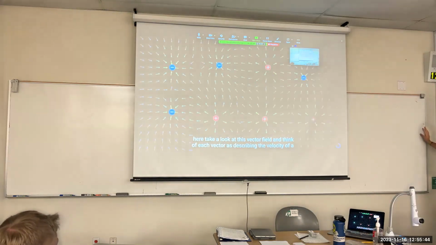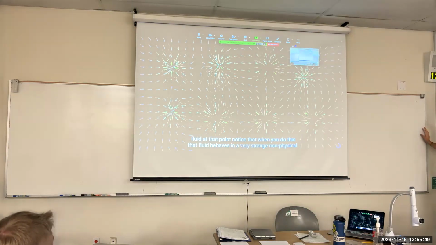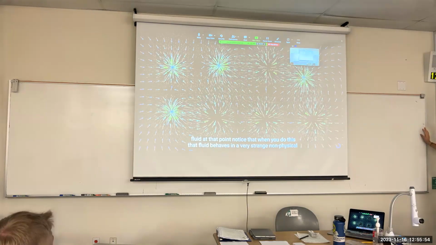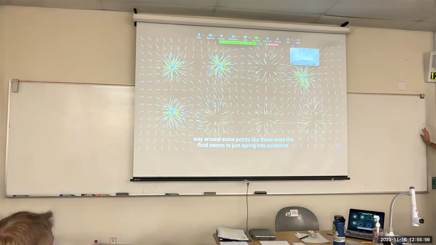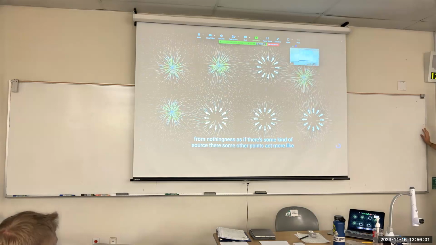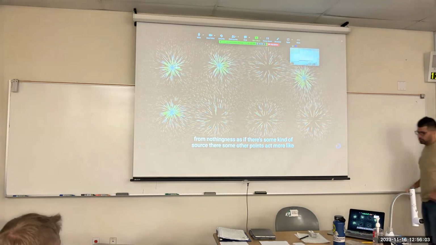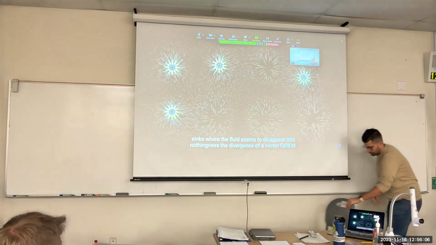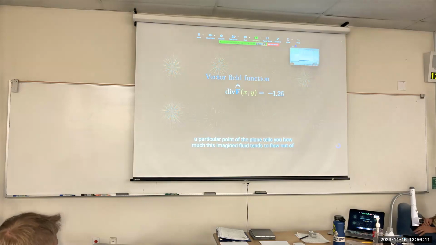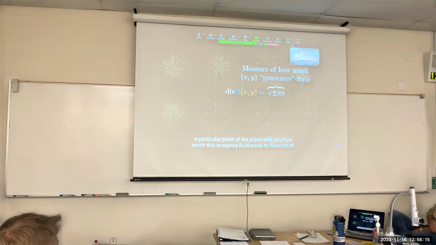Here, take a look at this vector field, and think of each vector as describing the velocity of a fluid at that point. Notice that when you do this, that fluid behaves in a very strange, non-physical way. Around some points, like these ones, the fluid seems to just spring into existence from nothingness, as if there's some kind of source there. Some other points act more like sinks, where the fluid seems to disappear into nothingness. The divergence of a vector field at a particular point of the plane tells you how much this imagined fluid tends to flow out of or into small regions near it.